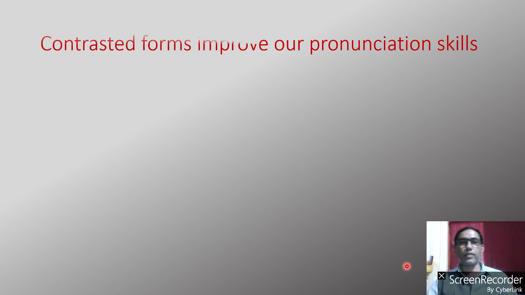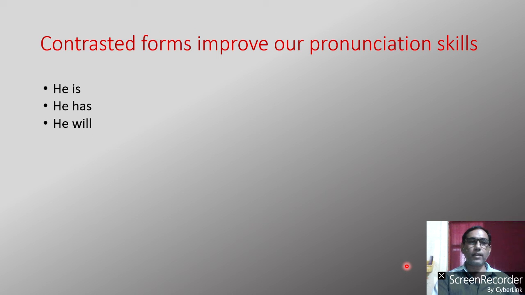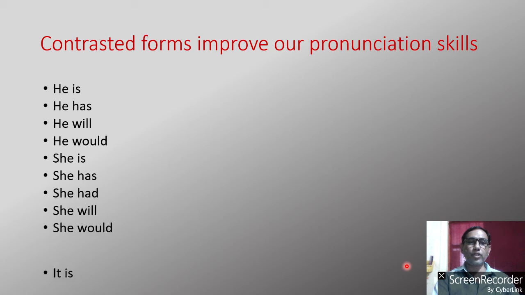Good. Next, let me give some more examples. Contracted forms improve our pronunciation skills. Let me give: he is, he has, he will, he would, she is, she has, she had, she will, she would, it is. Now, contracted forms. First one, he apostrophe s. Its pronunciation is he's.